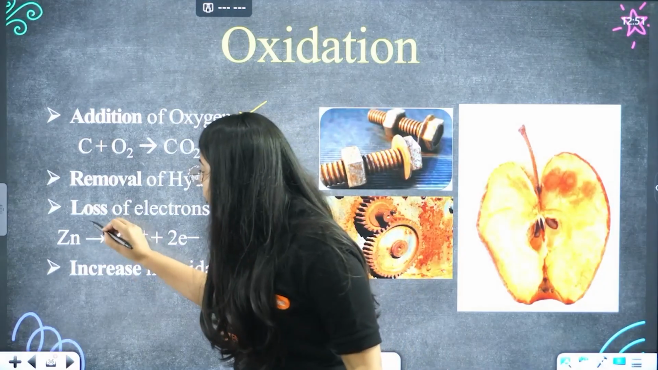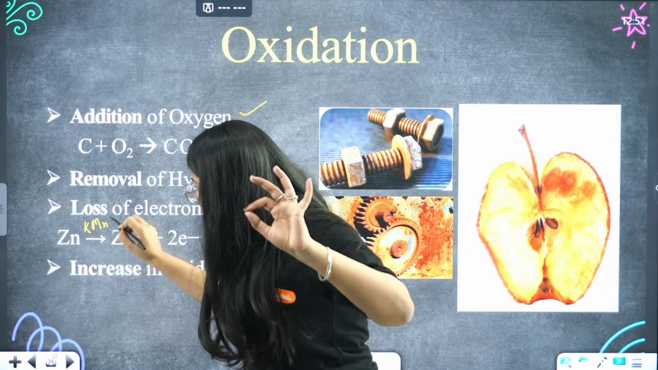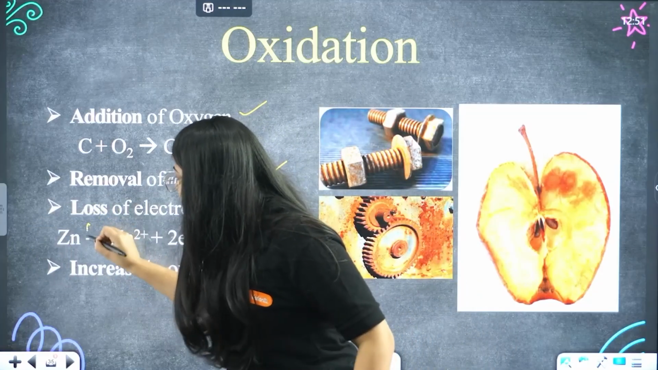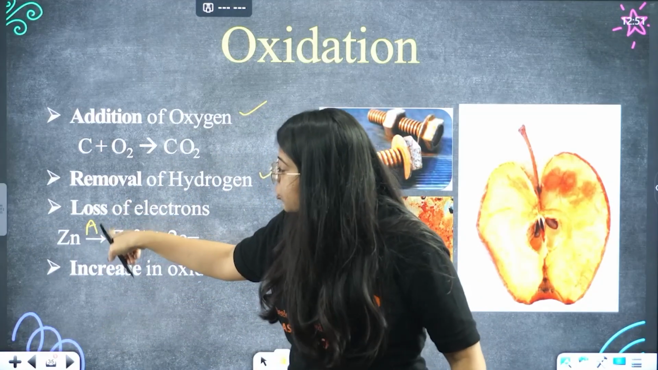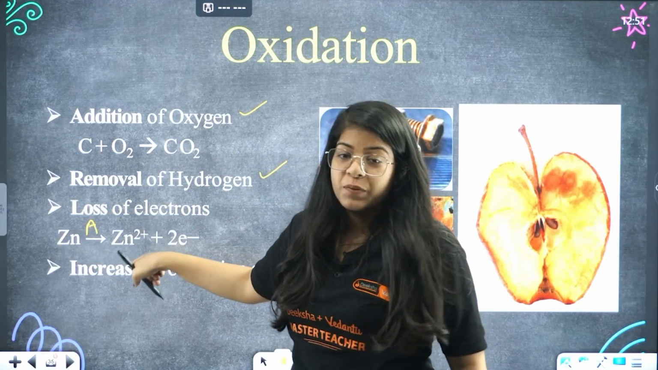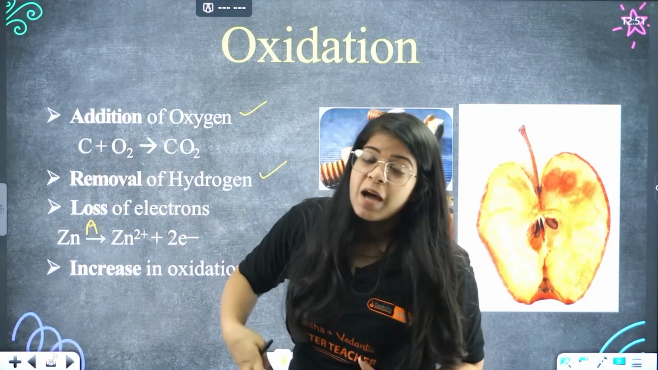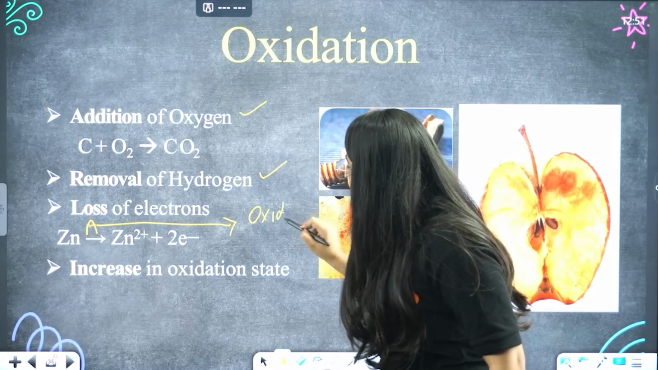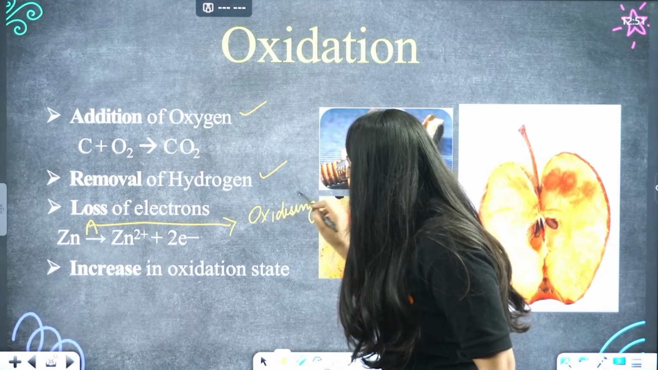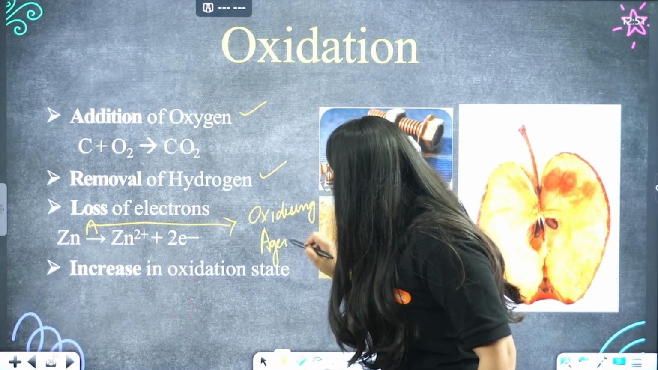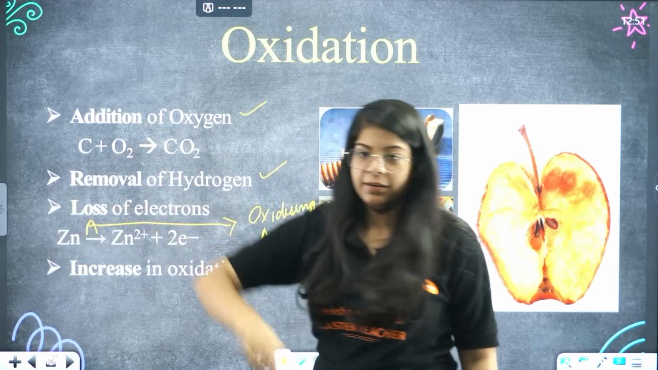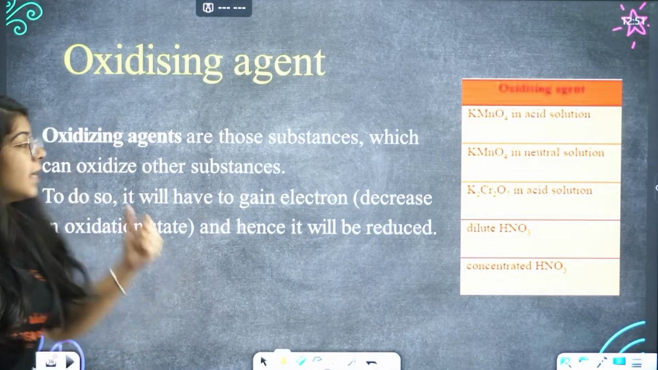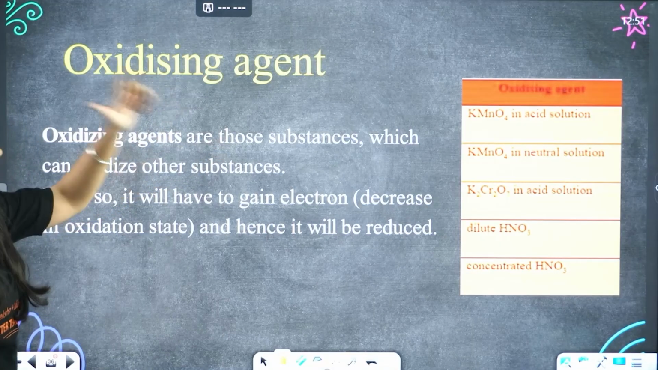So let's say we put a substance. It's not a correct example, I'm just telling you. We put KMnO4, or any substance A, and that substance A made Zn lose electrons. So oxidation happened on Zn. But what is this A? This A is an oxidizing agent. That means it did oxidation on Zn, right? So these are the substances that can oxidize other substances.